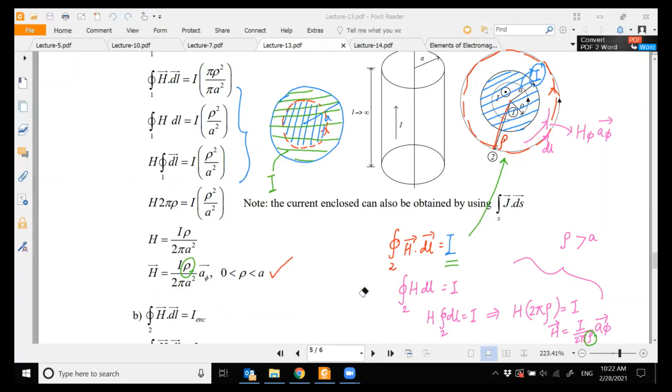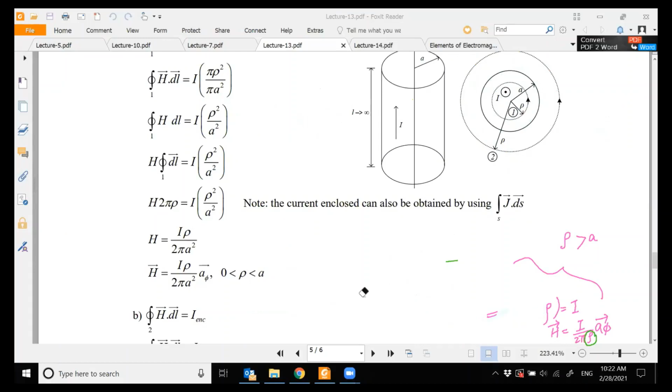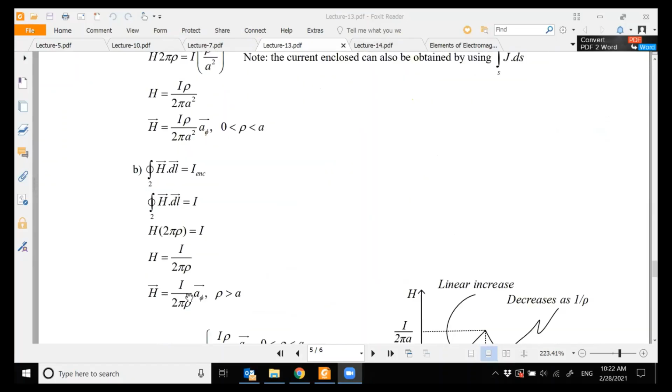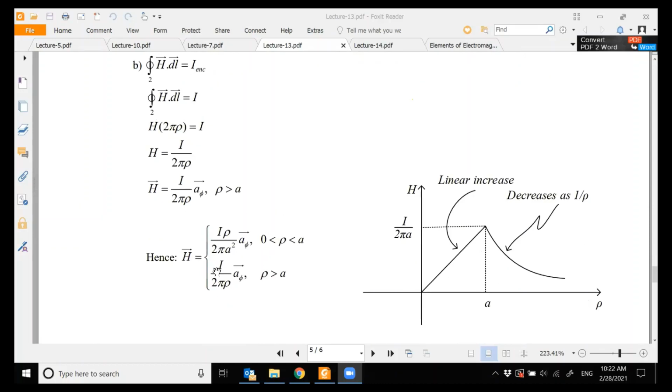Clear? See guys, I'm spending a lot of time on this example because I want you to understand it clearly and not have any doubts, because there are several examples in the book and problems in the homework which use this concept. So you should be clear with this. Whatever I have explained, this is what we got: inside the wire, it is linear, but once you go outside the wire, it goes as 1 over rho.